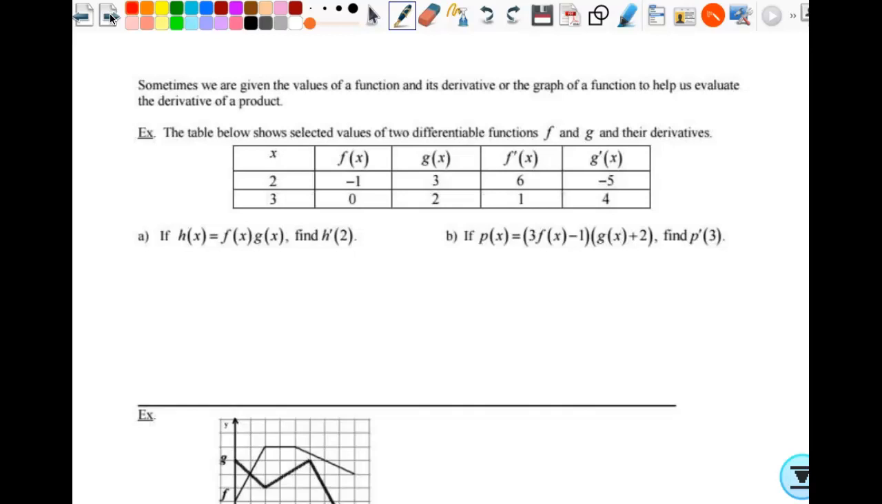All right, so we have h. Read this function to me. f of x times g of x. You hear the times? Get used to saying that "times" so you recognize this is a product. We have f of x times g of x. So I have to use product rule. h prime of x. All right, what's product rule?